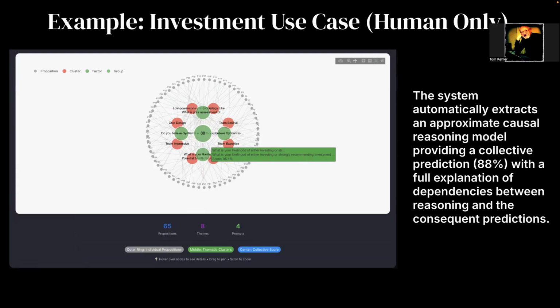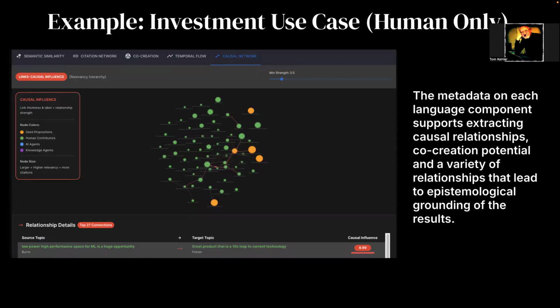It also will produce a Bayesian belief network that indicates what the current score is, meaning roughly the group is thinking there is an 88% probability this company will get further follow-on funding. And then it gives all of the themes that are going into that, the reasoning going into it, and gives you all of the background on that.